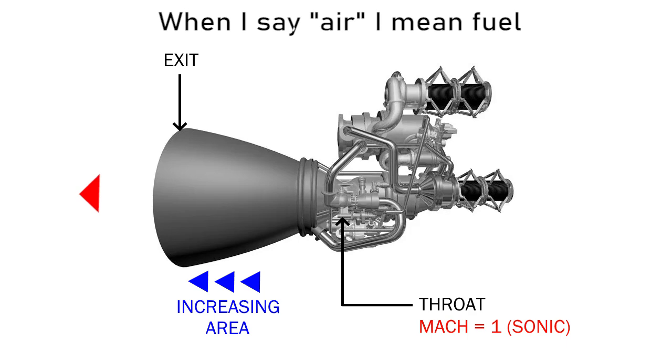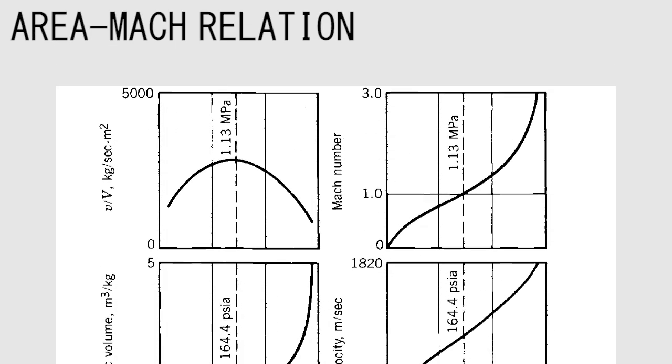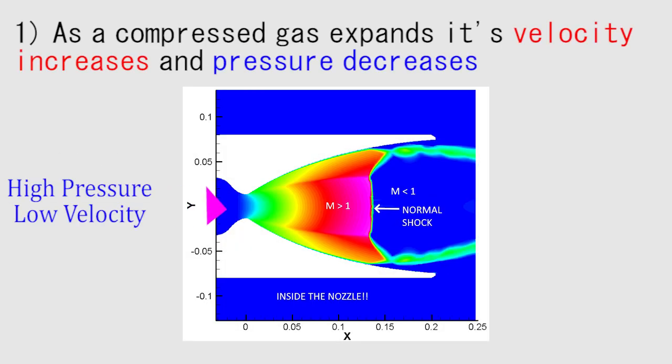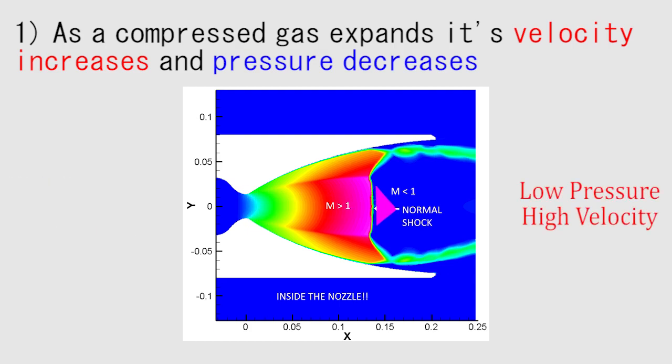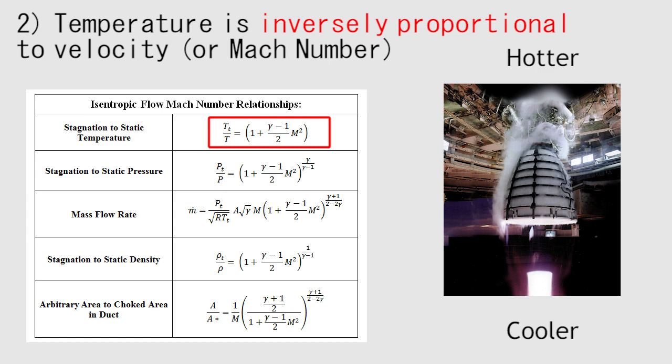This means that the air inside the engine is speeding up the entire time. You can mathematically represent this by the Area-Mach Relation. Here are four concepts you must keep in mind. As a compressed gas speeds up, its pressure decreases. By the isentropic flow relations, as the Mach number goes up, the temperature will decrease.